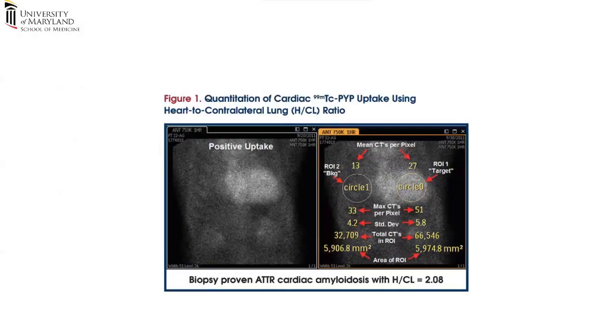Now, many of you have seen this. This is a pretty popular image that we all see, again, showing region of interest over the heart, region of interest over the contralateral lung. This you can kind of tell even without. This was positive. The heart to contra lung is 2. There's no question about this one.